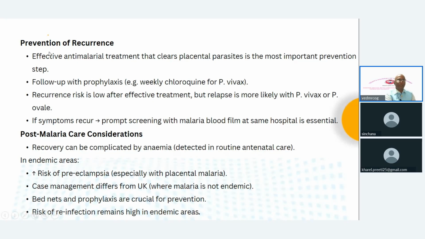Okay, prevention of recurrence: effective anti-malaria treatment, follow up with prophylaxis. Recurrence risk is low after effective treatment. If symptoms recur, prompt screening with a malaria blood film at a specialist hospital is essential. Post-malaria care considerations: again, these are not asked, so there is no question. So I'll skip this particular slide.